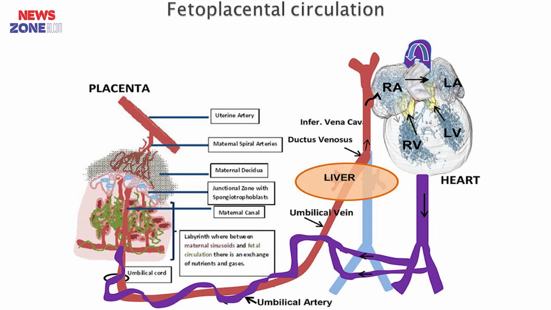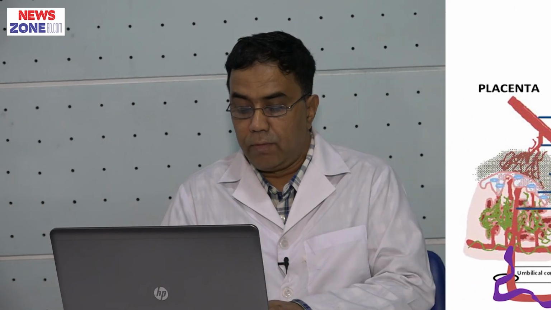Finally, the functions of placenta. Number 1, exchange of respiratory gases like oxygen and carbon dioxide between mother and fetus. Exchange of nutrients like carbohydrate, lipid, polypeptides, amino acid and vitamins, electrolytes and water between mother and fetus. Excretion of metabolic waste products like urea, uric acid, bilirubin produced by the fetus into the maternal blood. Detoxification of toxic substances.